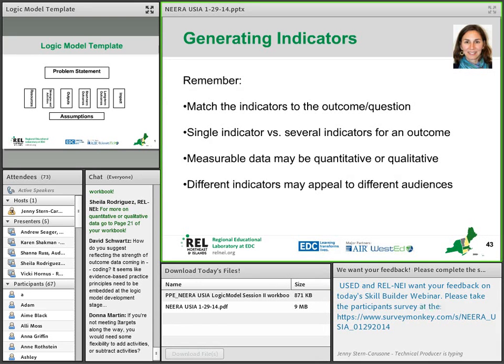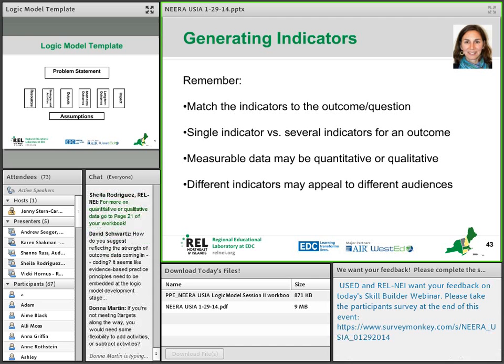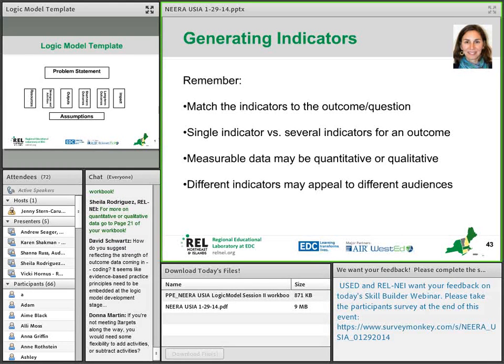Let me answer Donna's question, and then I'll turn it back over to Shayla. If you're not meeting targets along the way, you would need some flexibility to add activities or subtract activities. Yes, so that, Donna, goes back to a lot of what we talked about in the logic model workshop, which we strongly encourage you to go back and take a look at those materials if you haven't already. The logic model is not a static thing, it's a fluid thing. And similarly, if you're making changes and revisiting your logic model on a regular basis, you'd also be revisiting your evaluation on a regular basis.